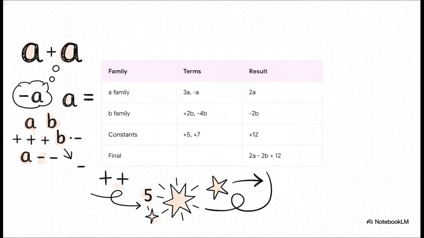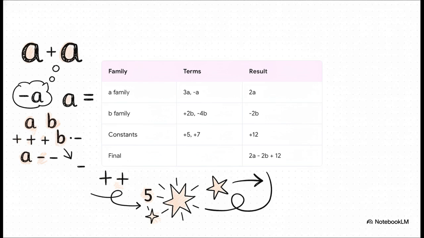Now let's tackle a slightly harder multivariable example. We've got 3a plus 2b plus 5 minus a minus 4b plus 7. Take a look at the a family here. We have 3a and a minus a. Remember that negative a has a hidden, invisible coefficient of -1. So 3a minus 1a leaves us with 2a.